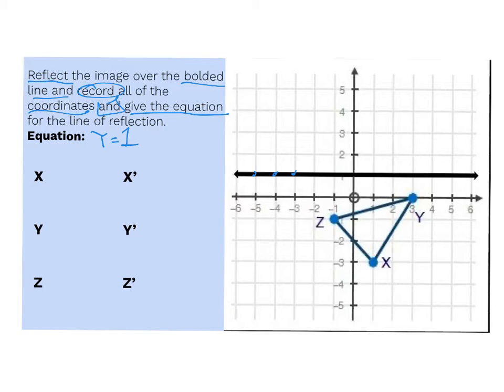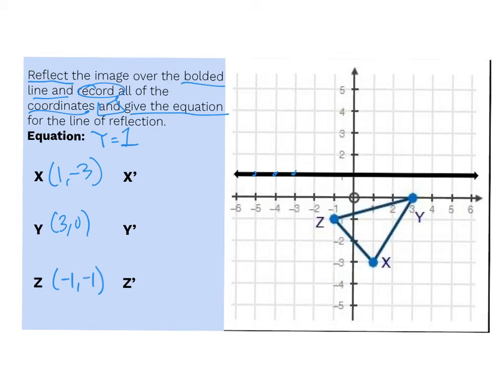I'm going to record the ordered pairs that I have. So X is at 1, -3. Oops, not -1. X is at 1, -3. Y is at 3, 0. And Z is at -1, -1. So hopefully this is becoming easier for you and not taking so long for you to find your ordered pairs.